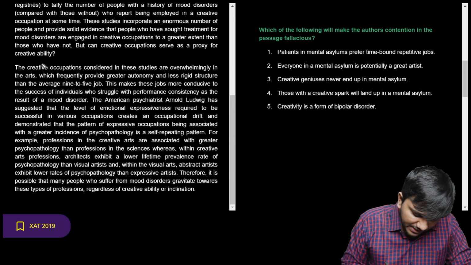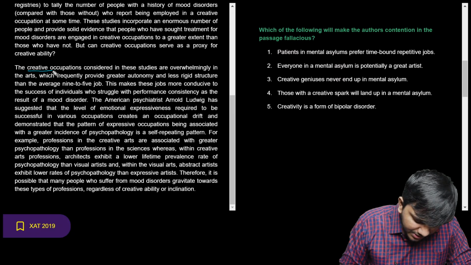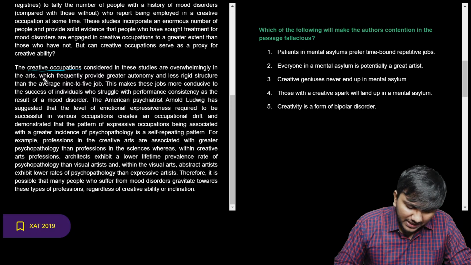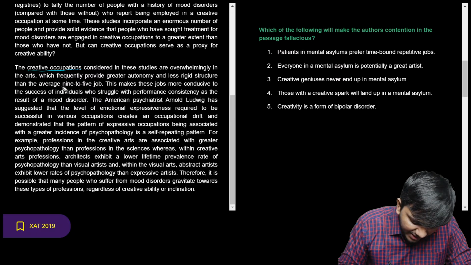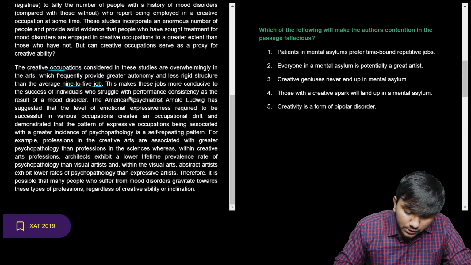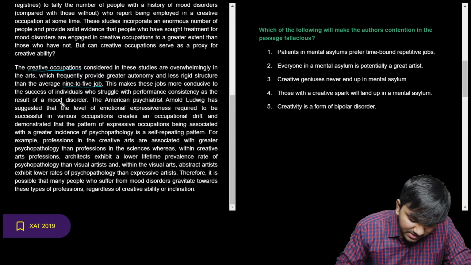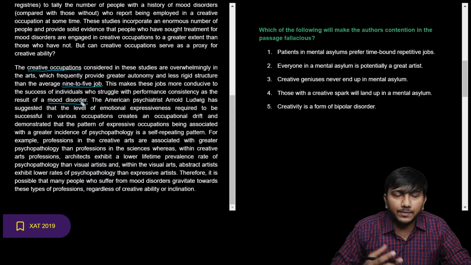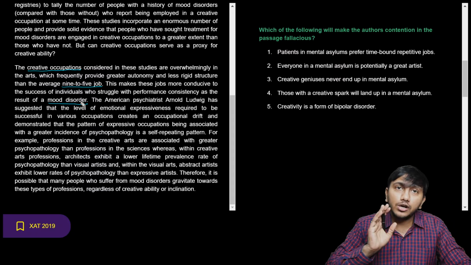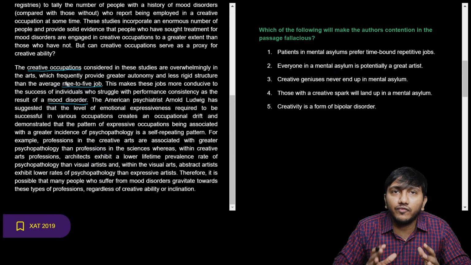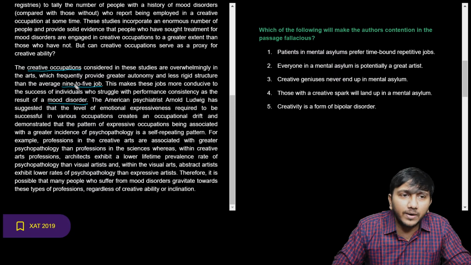Okay, so here if you see, it says that the creative occupations considered in these studies are overwhelmingly in arts, which frequently provides greater autonomy and less rigid structure than the average 9 to 5 job. This makes these jobs more conducive to success of individuals who struggle with performance consistency as a result of mood disorder, which means people with mood disorder or some kind of problems related to that should not prefer jobs which are average 9 to 5 jobs. Okay, that's what we can infer from this part.